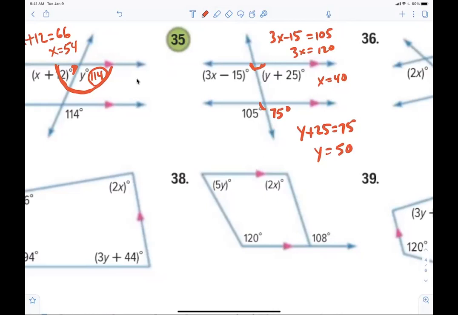All right. Yes. Are alternate exteriors congruent? Yes, they are. And you can easily prove that. Very easily. Yes. Why is y 50? Are you asking me to solve y plus 25 equals 75? No, I just want to know how you got to 50. I subtracted 25 from both sides. Right? Yeah. Okay.